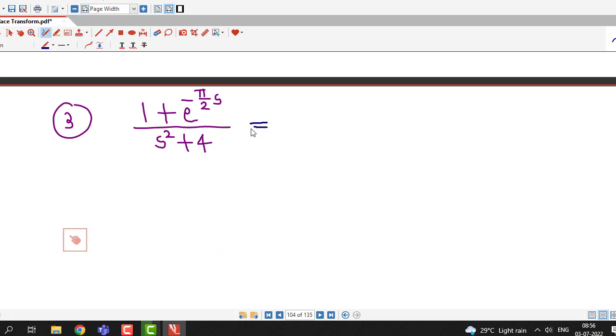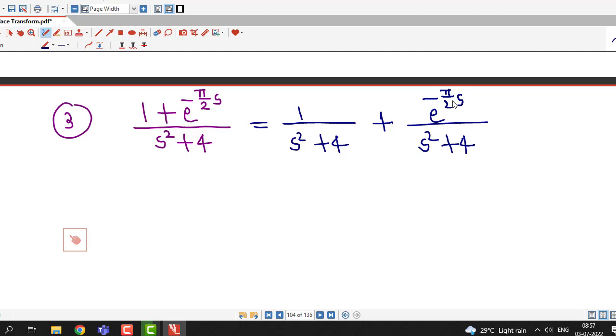So we consider another example. Here the function is 1 plus e raised to minus pi by 2 times s, divided by s square plus 4. So this we can rewrite as 1 divided by s square plus 4 plus e raised to minus pi by 2 into s divided by s square plus 4. So L inverse of this function will be equal to L inverse of this plus L inverse of this. Now this is a ready-made formula. L inverse of 1 divided by s square plus 4 is sin 2t divided by 2. But this is multiplied with e raised to minus pi by 2s.